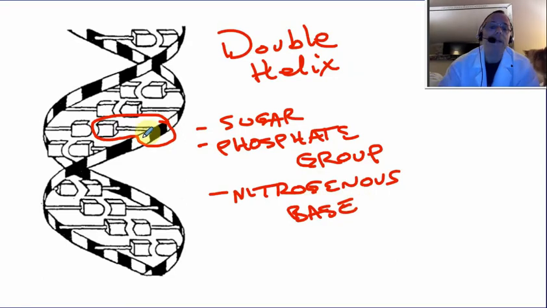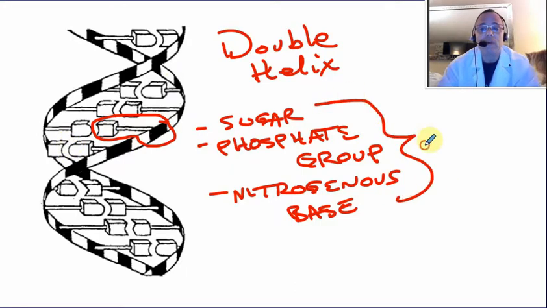All right, and they alternate, or they should, I should say, they get linked together as a string, but 2 strings that are then loosely bound together with a hydrogen bond. And this here is called a nucleotide.